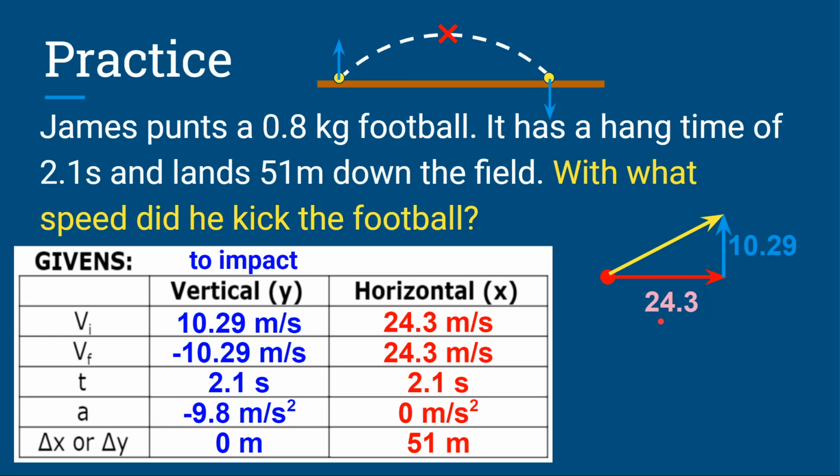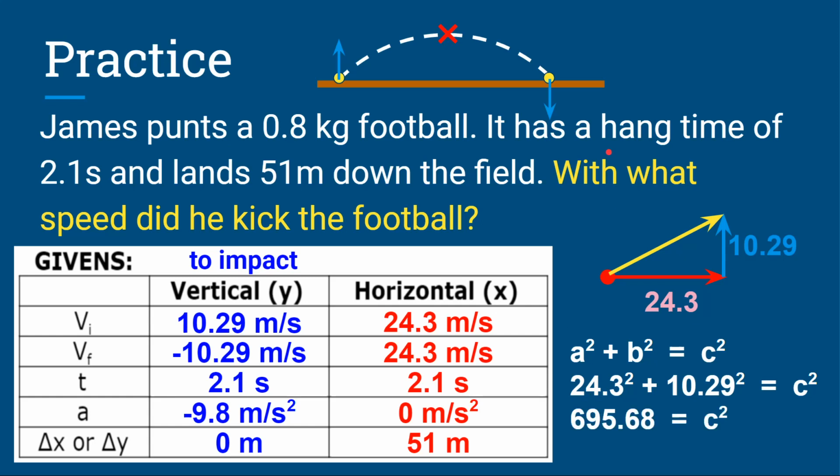If I want to solve for this hypotenuse of my right triangle, what equation can I use? A squared plus B squared equals C squared, the Pythagorean theorem. I don't know an angle, so I can't use trig. I could find the angle, by the way, but I do know this: A squared plus B squared equals C squared. I'm going to use 24.3 as A and 10.29 as B. If I plug those in, I have 24.3 squared plus 10.29 squared equals C squared.